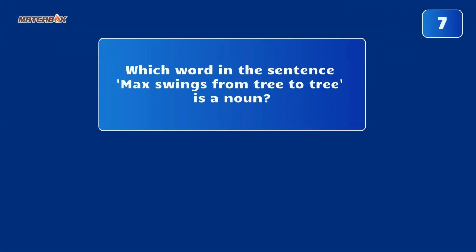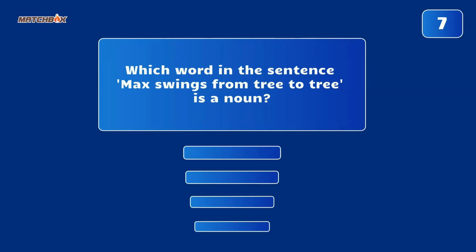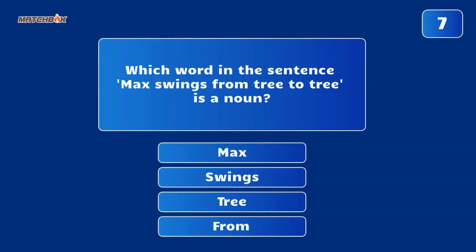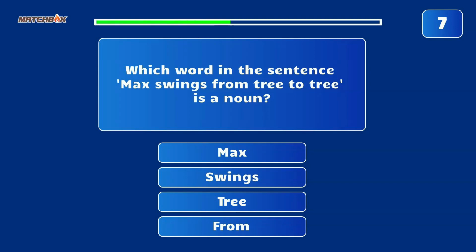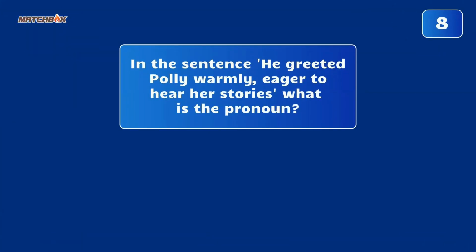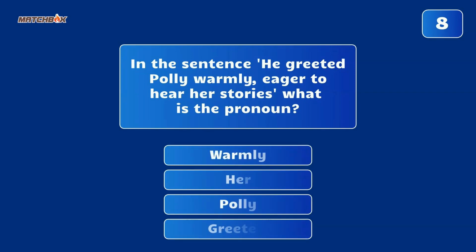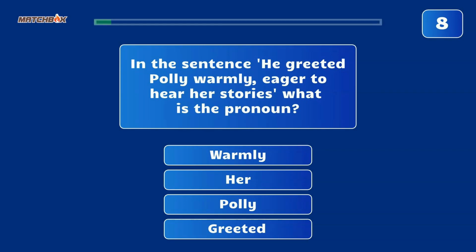Which word in the sentence, Max swings from tree to tree, is a noun? Max, swings, tree, from. In the sentence, he greeted Polly warmly, eager to hear her stories. What is the pronoun? Warmly. Her. Polly. Greeted.